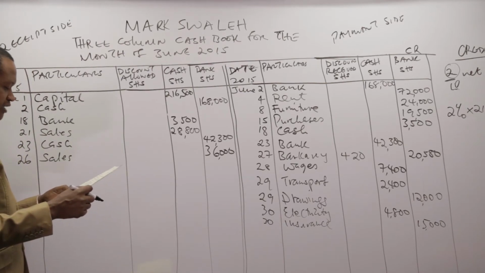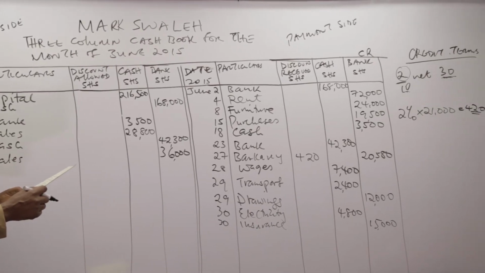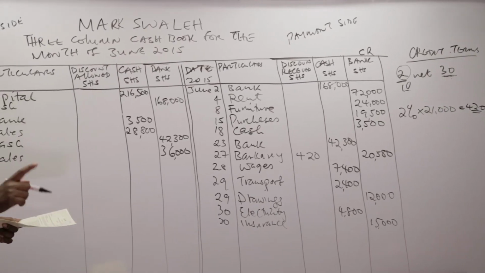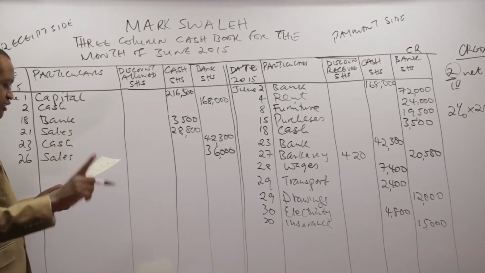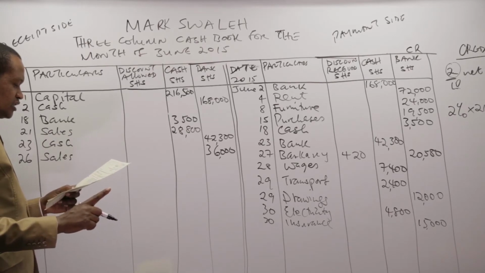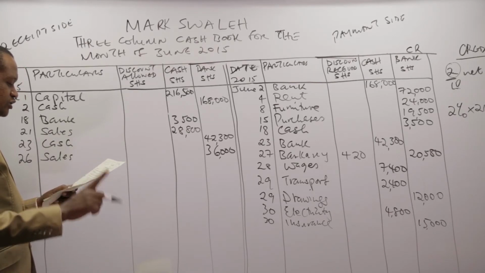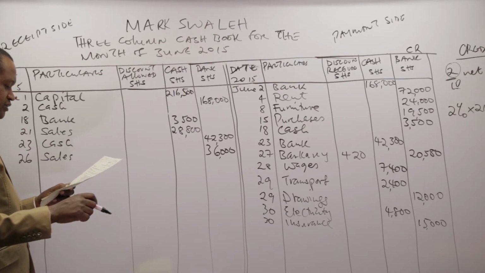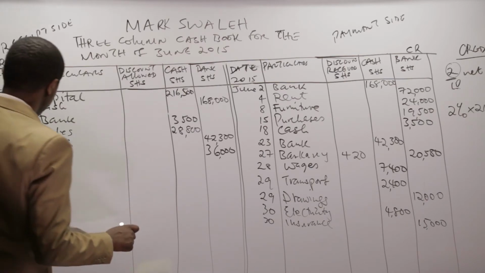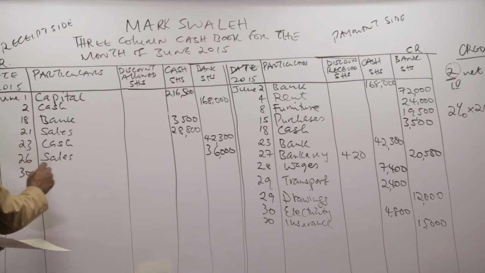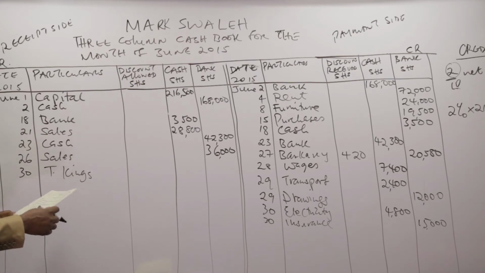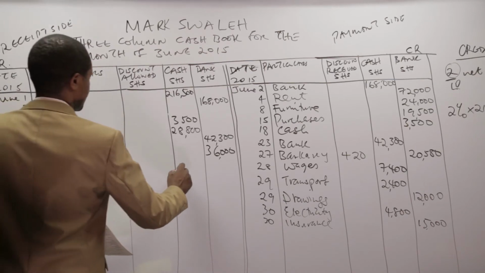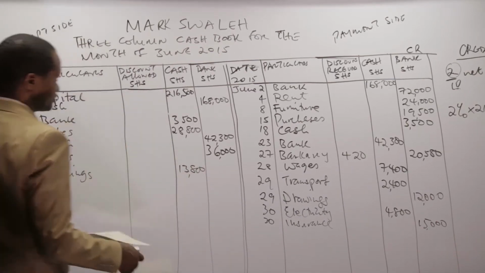13,800. That is the last day. You can see he sold goods to T. Kings. So T. Kings is a debtor to Max Wale. And is a debtor because on 27th, as you can see from the question, he sold goods to T. Kings on credit 14,300. On 30th, he is making the payment. So on 30th, T. Kings is paying. T. Kings, you are told, paid 13,800 cash. So we record 13,800.